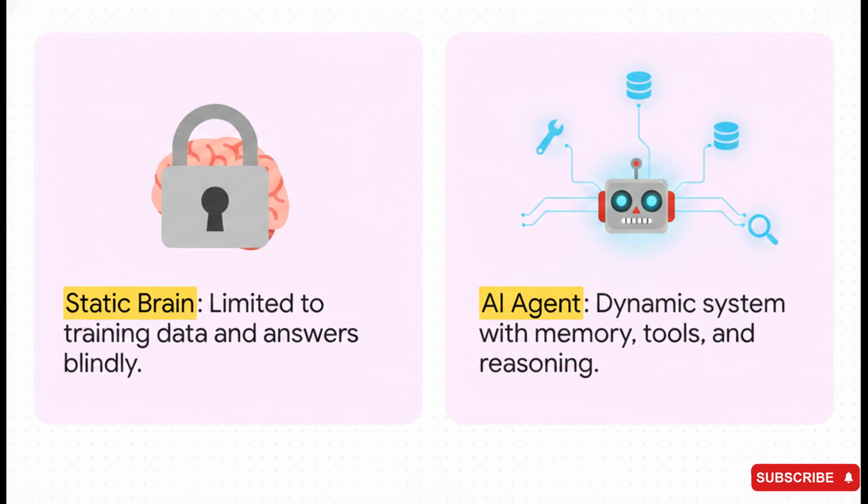A standard large language model, used right out of the box, is essentially a static brain. It's limited strictly to its training data and answers blindly based on what it memorized. But a true AI agent? That is a highly dynamic system. It maintains a memory of your conversation context, it uses external tools, and it actively reasons through multi-step goals to get a specific job done for you.